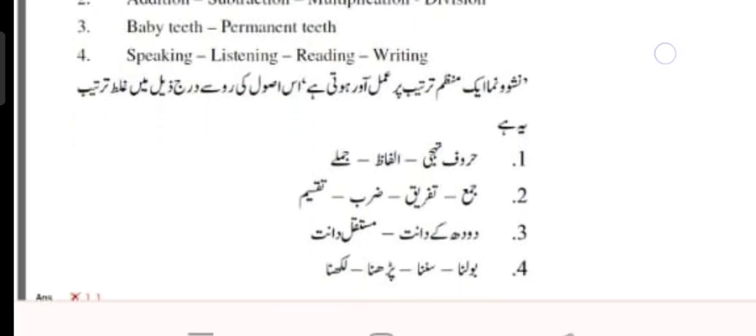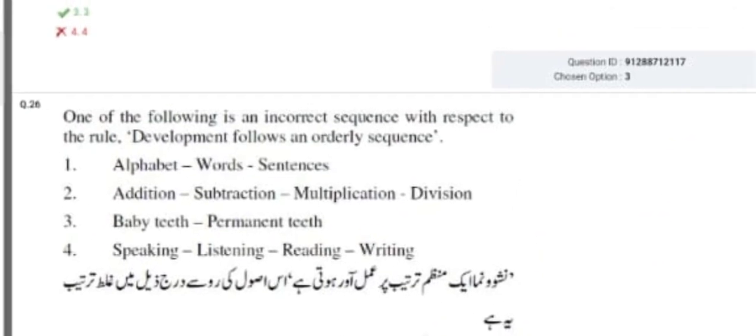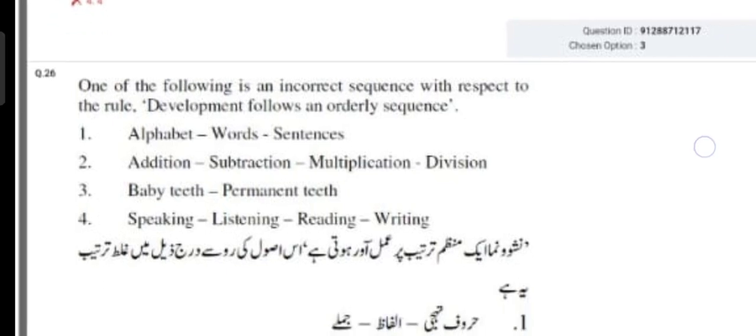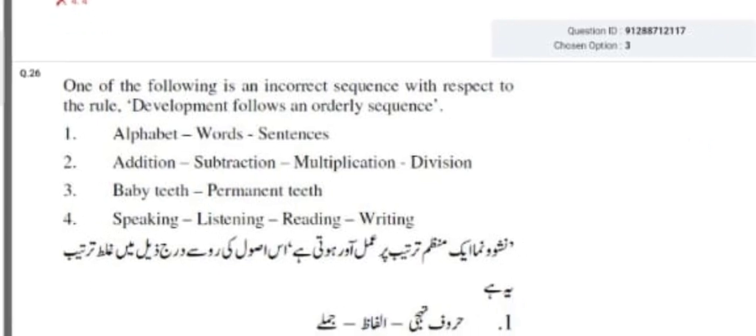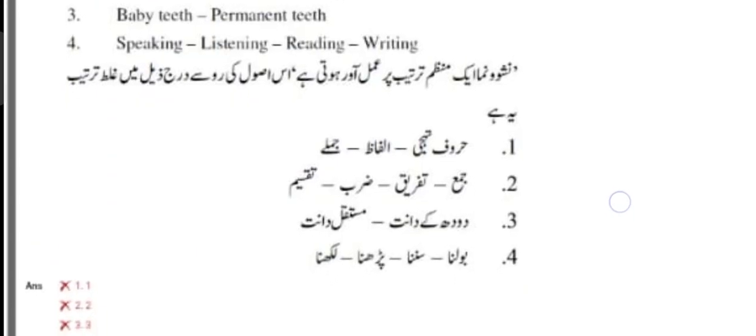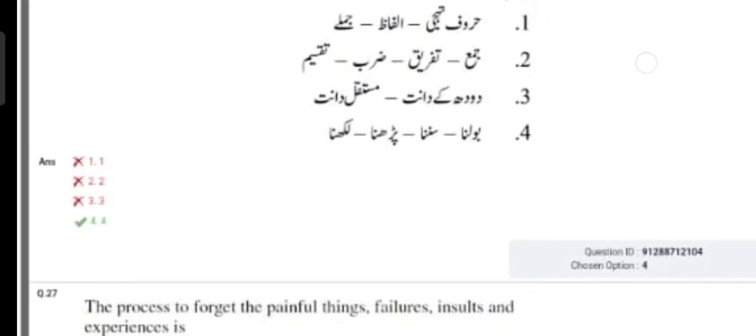26th question. We don't have option here. We'll see option next. One of the following is incorrect sequence with respect to the rule. Development follows an orderly sequence: alphabet, words, sentences; addition, subtraction, multiplication, division; baby teeth, permanent teeth; speaking, listening, reading, writing. Let's see the answer. So here the right answer is speaking, listening, reading, writing.